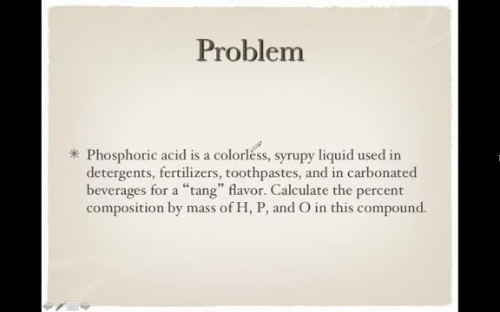So for example, phosphoric acid is a colorless, syrupy liquid used in detergents, fertilizers, toothpaste, and carbonated beverages for the tang flavor. Calculate the percent composition by mass of hydrogen, phosphorus, and oxygen in this compound. What do we need to know first?